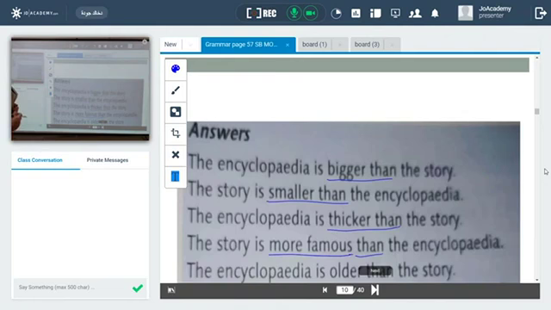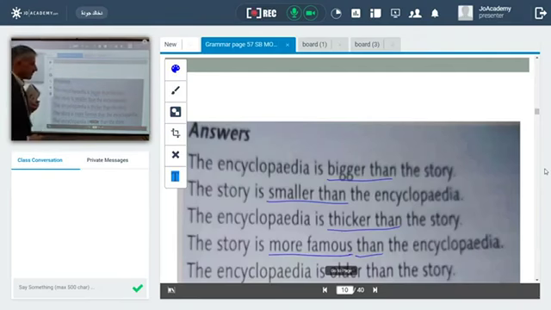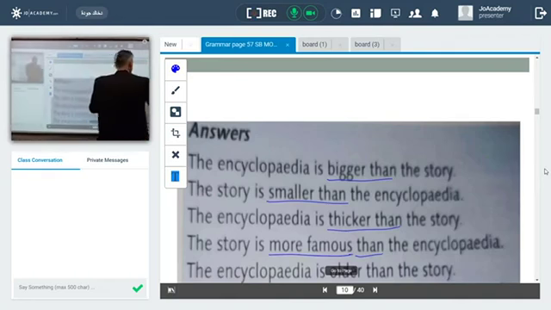And the last sentence we have: the encyclopedia is older than the story. It's older than the story. So here are our answers.